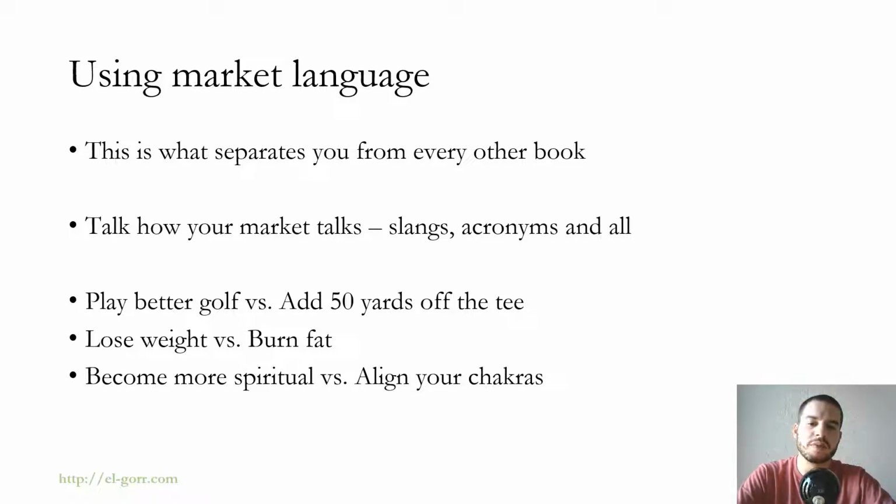Same with the third example, become more spiritual, doesn't do anything. Align your chakras, people in that niche, that's what they're interested in. That's the language that they use. Use the language of your market.